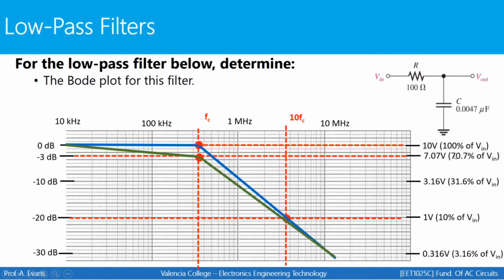In the real world, this is what we actually observe. As the frequency increases, our voltage begins to decrease some. But as long as it's above this level, it's acceptable, and we consider this to be passing. We consider everything beyond that critical frequency to be not passing. So the blue is your ideal curve, the green is your actual curve, and that's how we draw a Bode plot, and that's how we read or interpret a Bode plot.